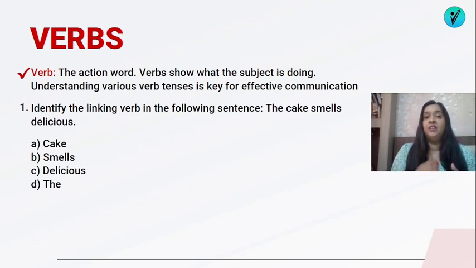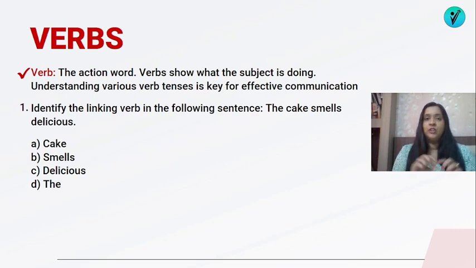Apart from identifying the different parts of speech kind of questions, the knowledge of these parts of speech will also help you with sentence correction kind of questions, and of course your written English communication as well. So verbs are nothing but action words, and verbs basically show what the subject is doing.